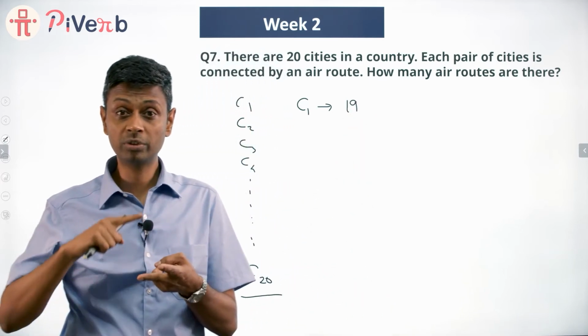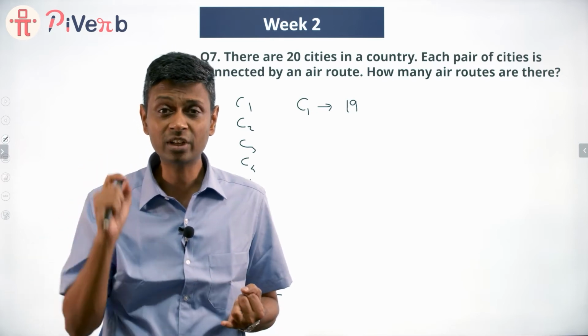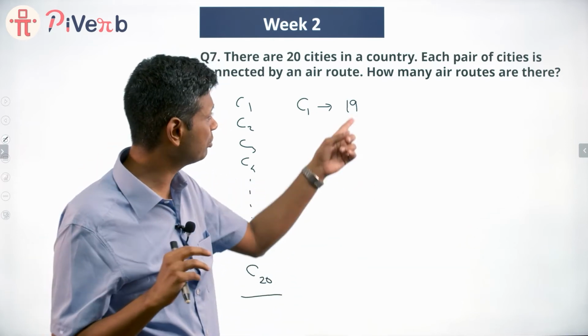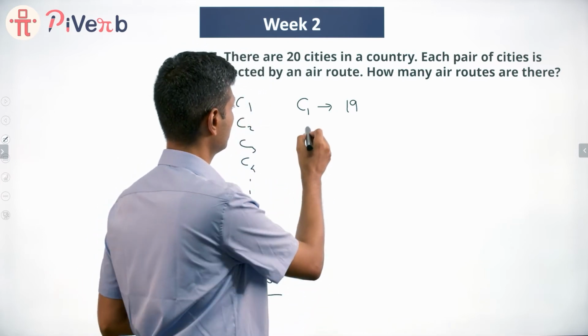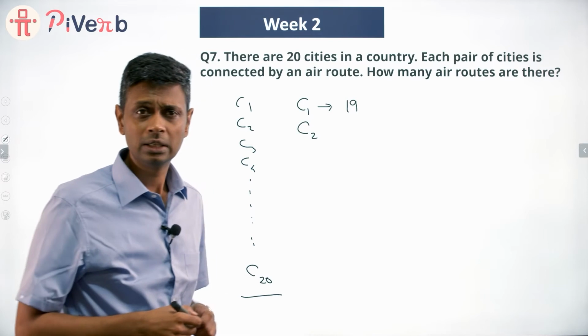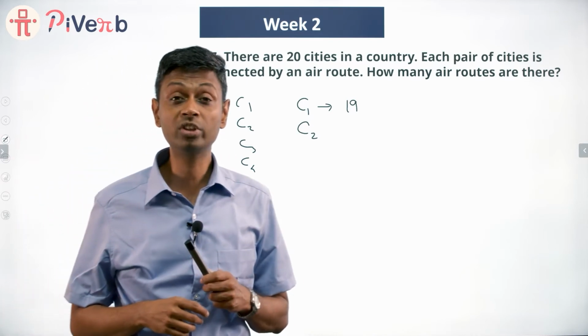C1, C2, 3, 4, 5, 6, 7, 8, 9 till 20. Everything is connected from C1. 19 possible routes. From C2, what can we have? Think about it. C2, C3, C2, C4, C2, C5, I'll count all of that. C2, C1, I won't count that.